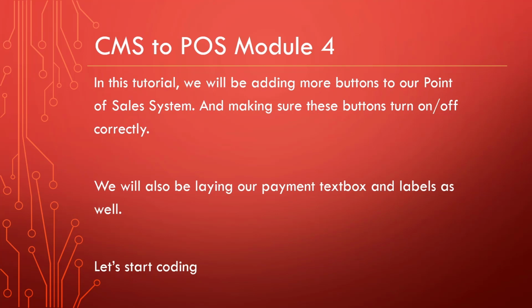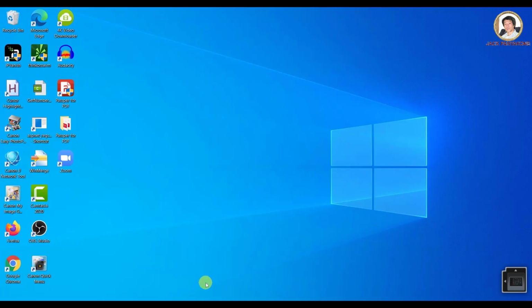In this video, we are going to be adding more buttons to our point of sale system. We want to make sure these buttons turn on and off correctly before we start accepting payments. We're also going to be laying out the payment text box and the labels as well. So let's get started.